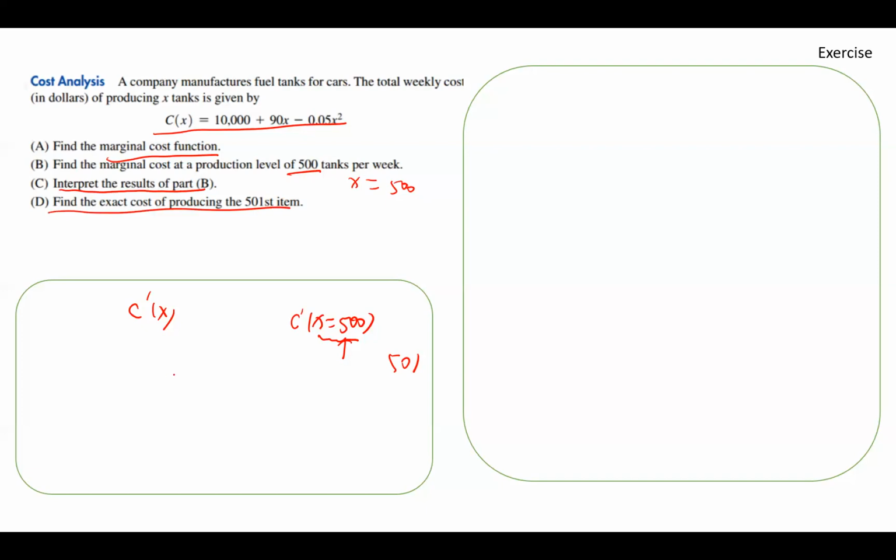So the exact cost again is something we can calculate, right? We can say this is the cost of producing 501 tanks, and we have the cost of producing 500, and this gives us the delta x, delta C, which is the exact cost of producing the 501st tank. So this is how we can calculate.